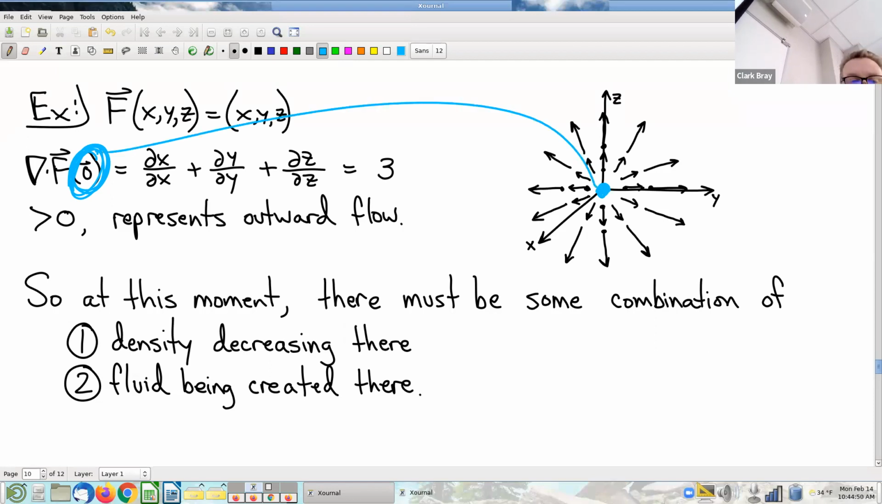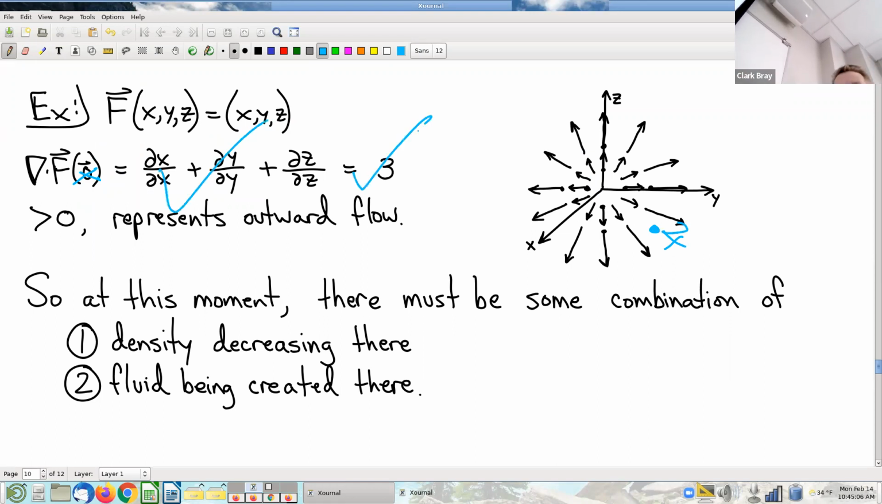At the origin, the divergence is 3. And so this specifically refers to what's happening at the origin, but you get the exact same calculation no matter what point you look at. If you look at some other point over here, right, the calculation's identical, you still get 3.